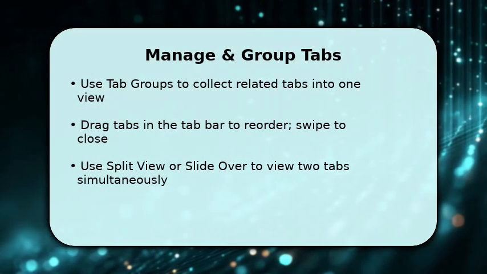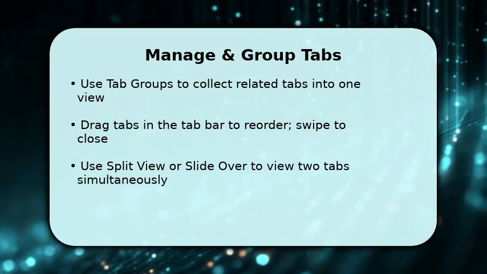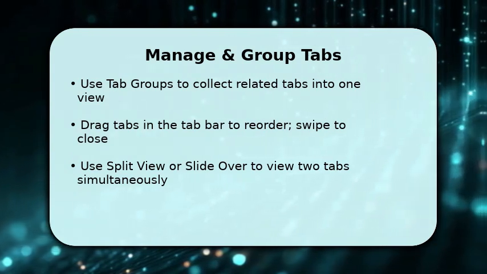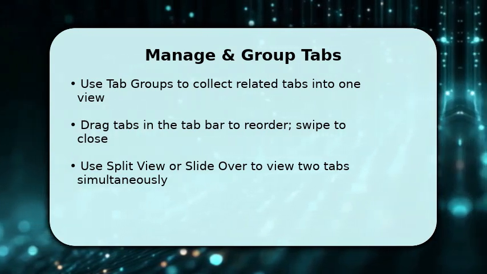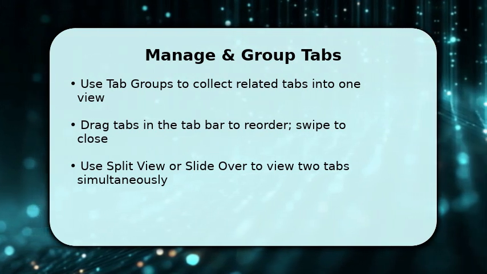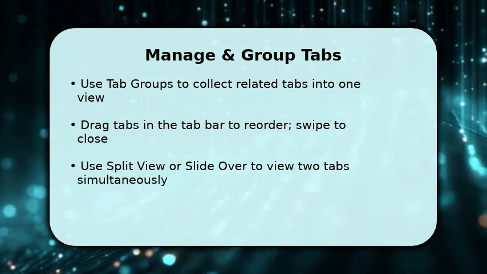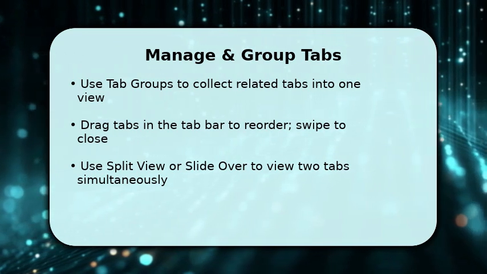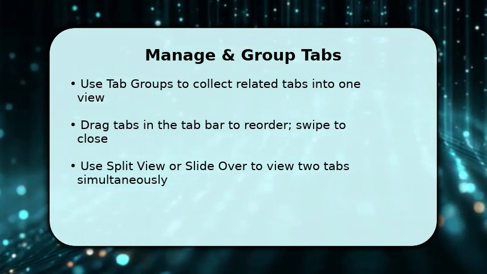Next, organize tabs into tab groups for projects or topics so you can switch contexts quickly. Tap the tab overview, choose New Tab Group from X tabs, and name it. This saves sets of tabs. Once grouped, drag tabs to reorder or swipe a tab to close it when cleaning up.